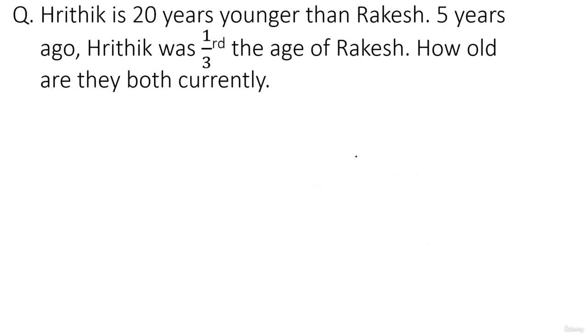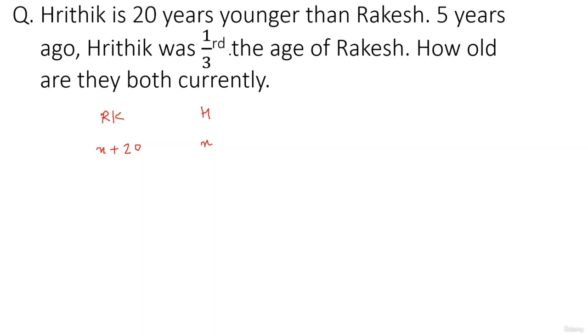Ritik is 20 years younger than Rakesh. 5 years ago, Ritik was 1/3 the age of Rakesh. How old are they both currently? Okay. So we start by assuming Ritik's age to be X number of years. Okay, it is given that Ritik is 20 years younger than Rakesh. So Rakesh's age will be how much more than Ritik's? 20 years more, X plus 20.